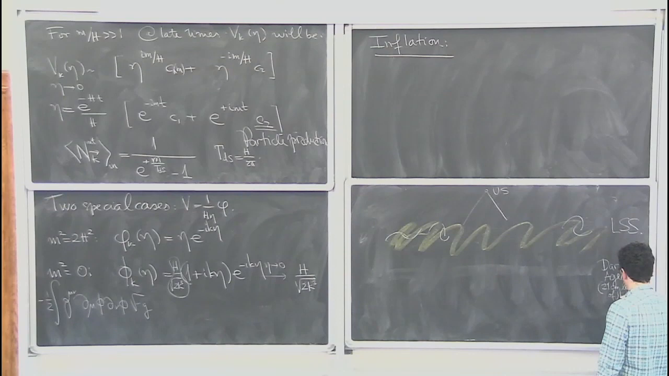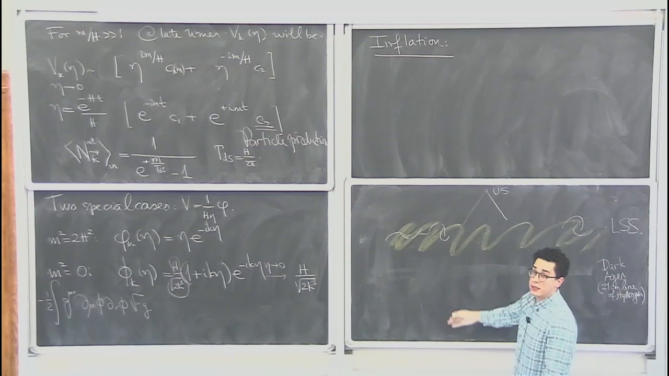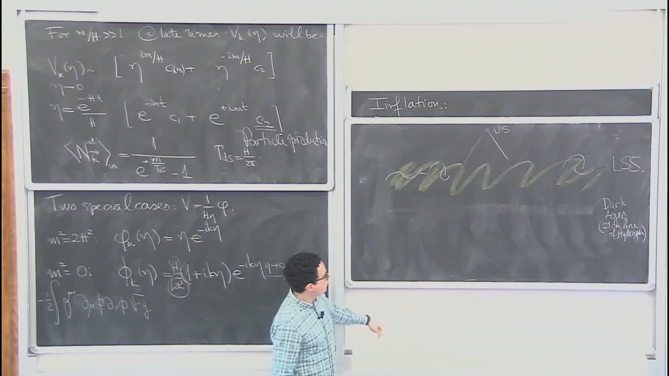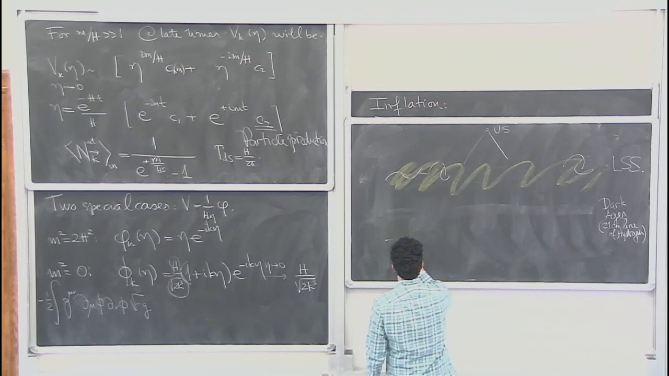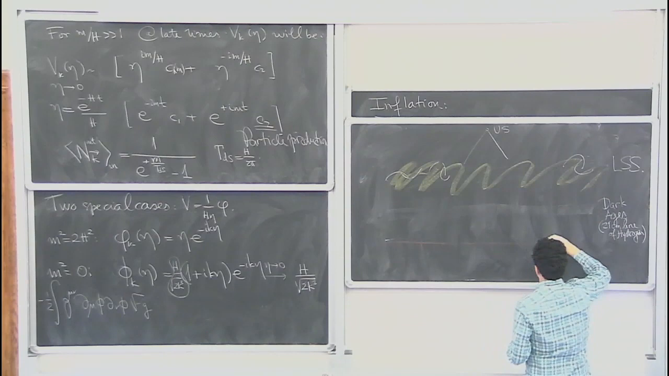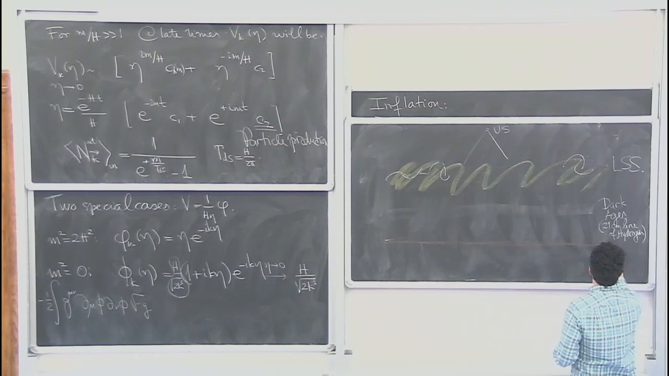So if we can measure this 21 centimeter line, it's a good tracer of the universe for some broad range of redshifts, all the way back to the cosmic microwave background, which is really just a snapshot. Okay. So here is the cosmic microwave background.